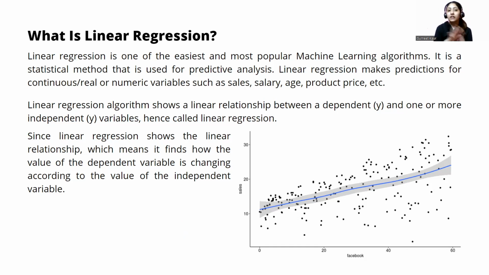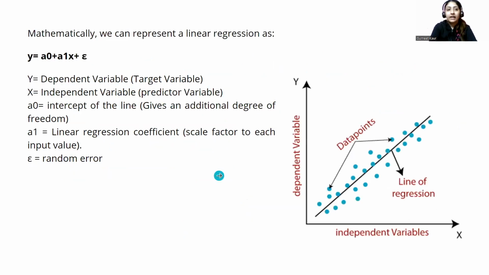Now, since linear regression shows a linear relationship, it means that we have to find out how the value of the dependent variable is changing according to the value of the independent variable. Coming to our next slide.